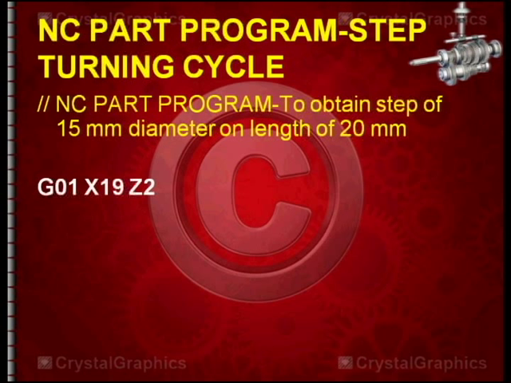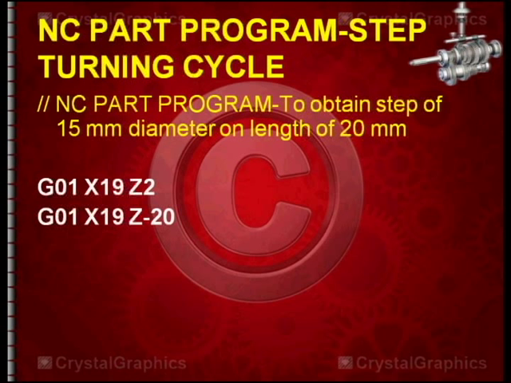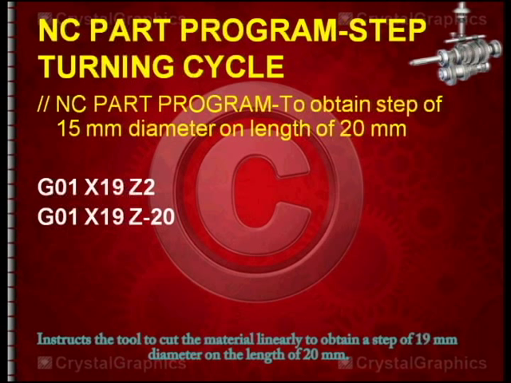G01 X19 Z2 instructs the tool to move to X19 and Z2 position so that the tool gets ready for the next pass with 1 mm depth of cut. G01 X19 Z-20 instructs the tool to cut the material linearly to obtain a step of 19 mm diameter on the length of 20 mm.